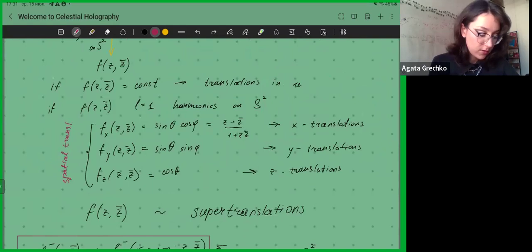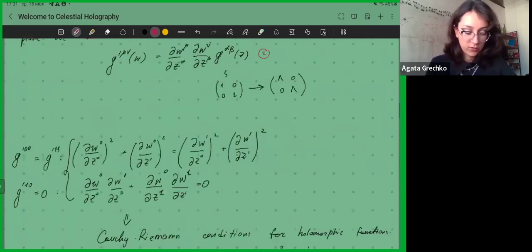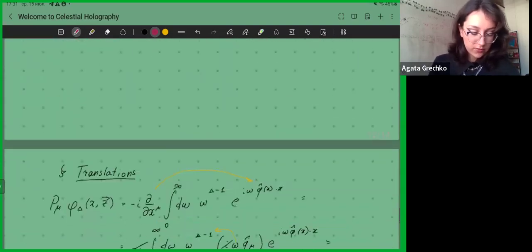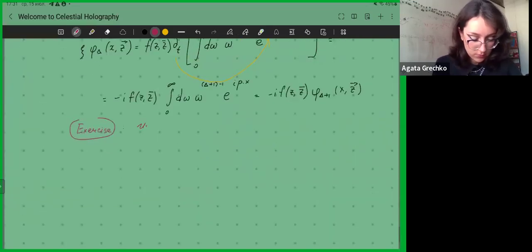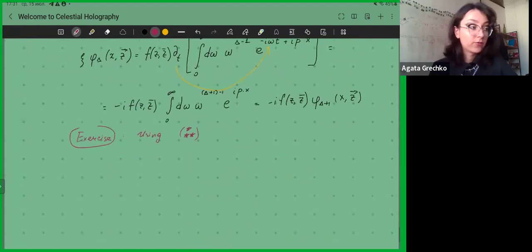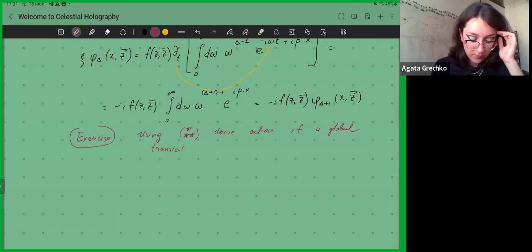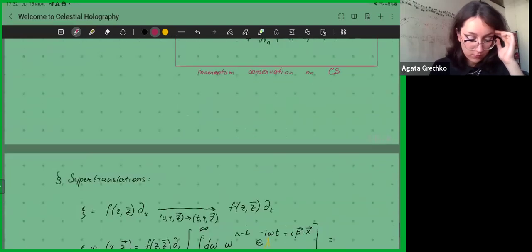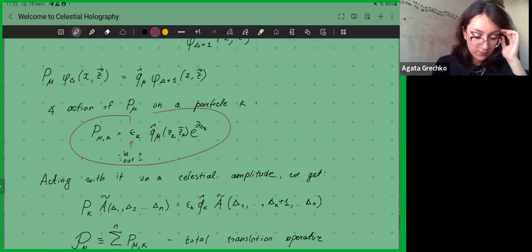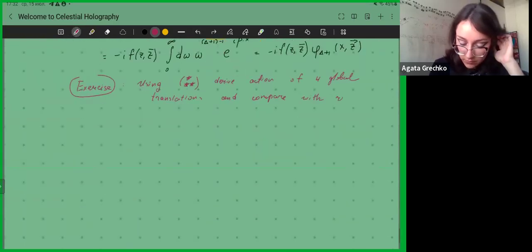So for you, exercise, I guess I used 1 star and 2 stars. Now we can use the 3 stars. Using this, derive the action of 4 global translations and compare with the result that we just got, this result, right? With the result obtained.